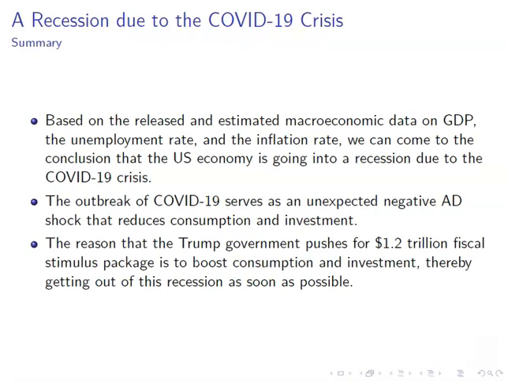In summary, therefore, based upon the released and estimated macroeconomic data on GDP, the unemployment rate, and the inflation rate, we can come to the conclusion that the U.S. economy is going into recession due to the COVID-19 crisis. The outbreak of COVID-19 serves as an unexpected negative AD shock that reduces consumption and investment. So the reason that the Trump government pushes for a 1.2 trillion fiscal stimulus package is to boost consumption and investment, thereby getting out of this recession as soon as possible.